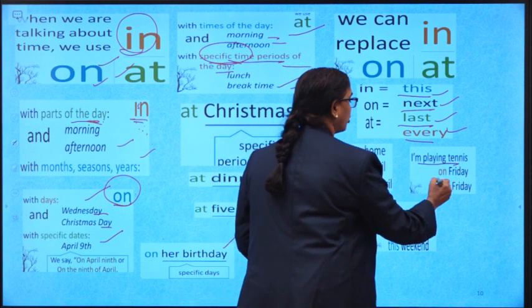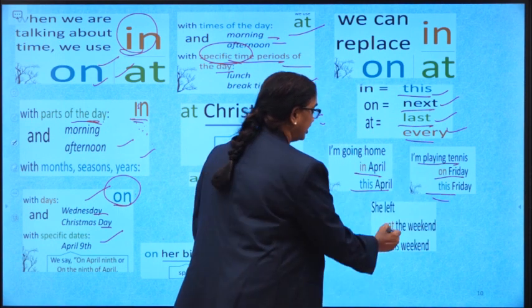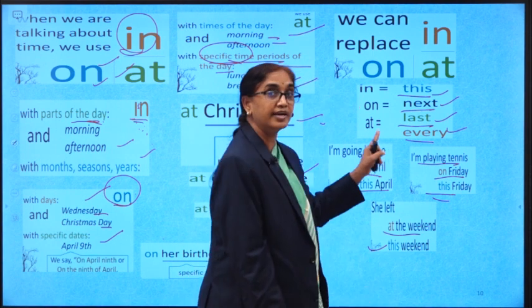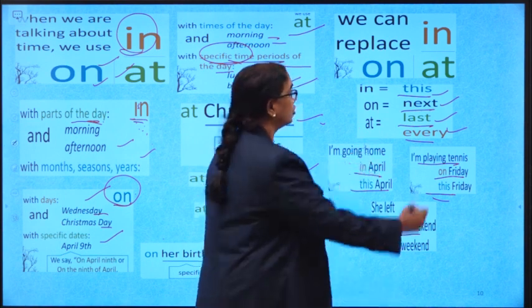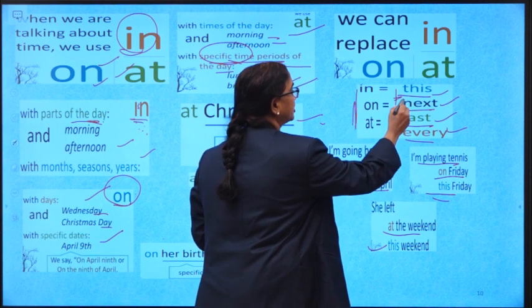I am playing tennis on Friday. I am playing tennis this Friday. She left at the weekend. She left this weekend. So there's no hard and fast rule that you have to use only prepositions to indicate the time. You can also substitute these prepositions of time with expressions like this.